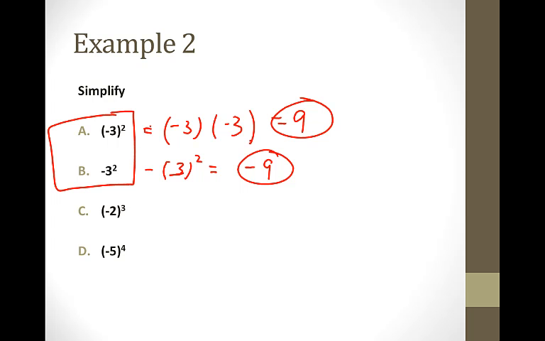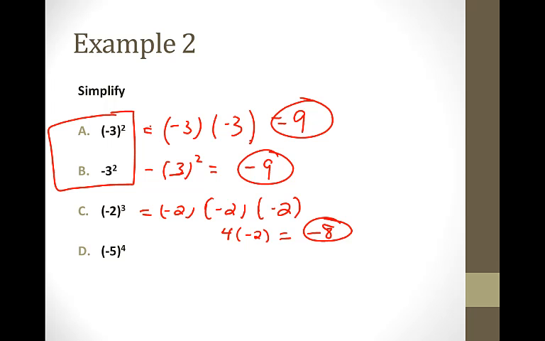How about negative 2 cubed? So negative 2 cubed, again, is negative 2 times negative 2 times another negative 2. So negative 2 times negative 2 is a positive 4. And then we still have a negative 2. So this is going to give me a negative 8. Pause the video here. See if you can do this next one on your own.